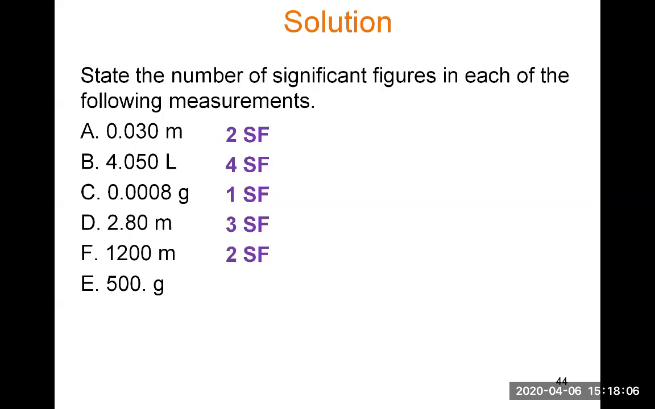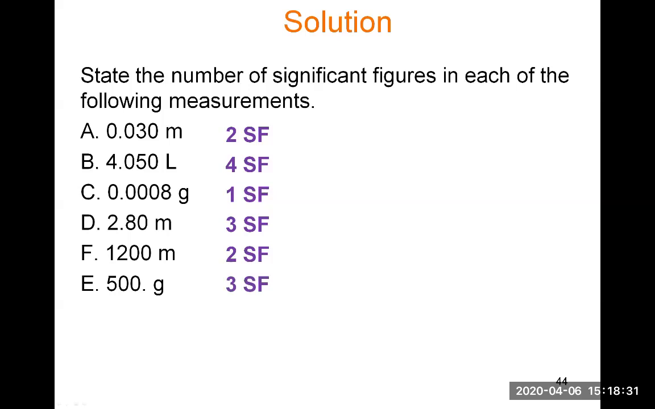Now measurement E, 500 grams. Here the 5 is significant, and then there's 2 zeros and the decimal point. Because you see the decimal point here, it makes those 2 zeros significant. So that number would have 3 significant figures.